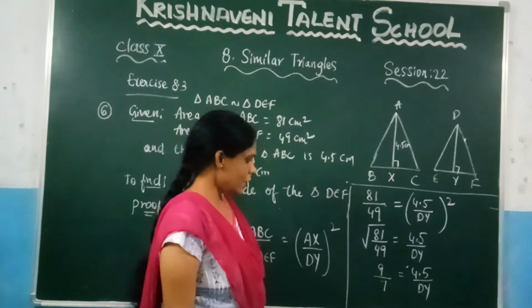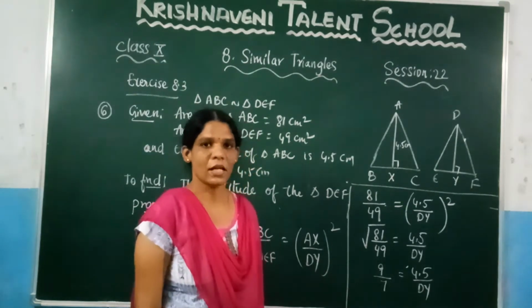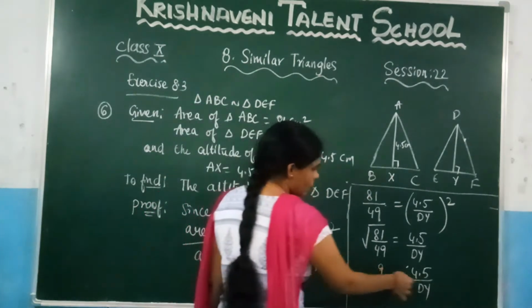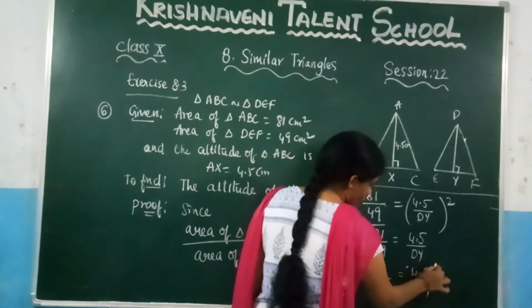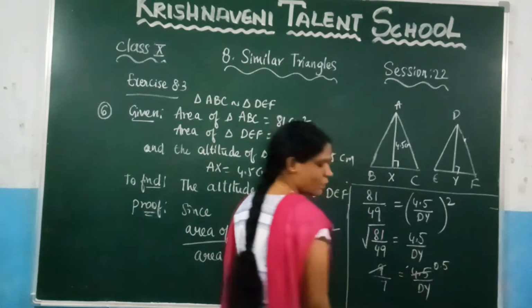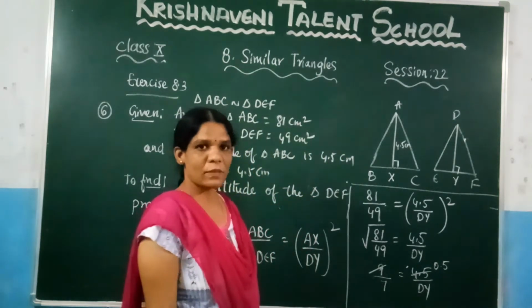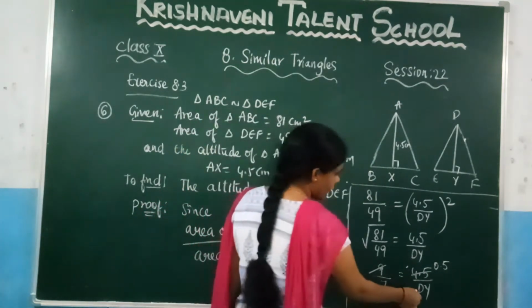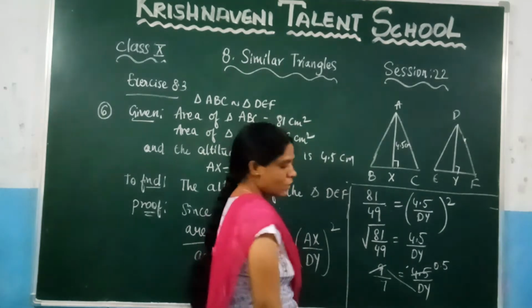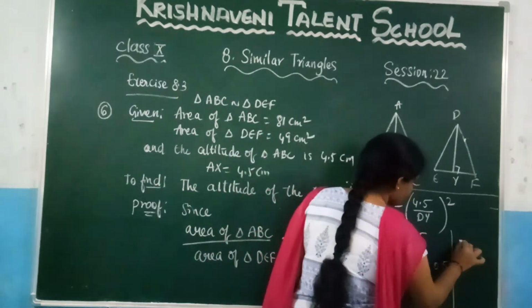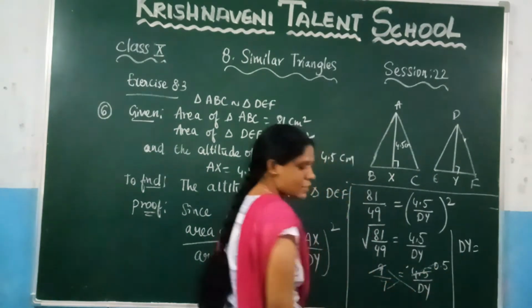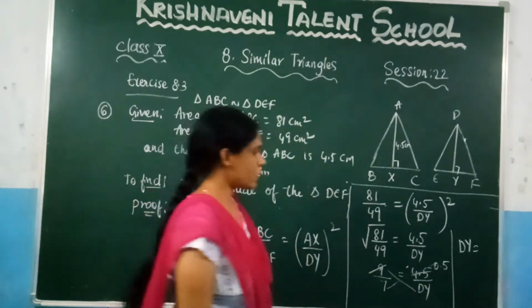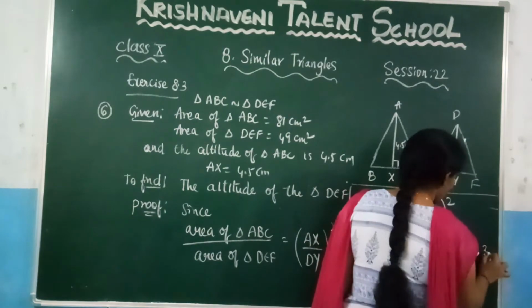Now let us see here in which table these two will get cancelled. You know that here in 9 table these two will get cancelled, right? 9 ones are 9, 9 fives are 45. So you will get here 0.5. Now let us cross multiply these values so that what you are getting here, dy into 1, which gives you dy, and 7 into 0.5 is nothing but 3.5. So write it here 3.5.